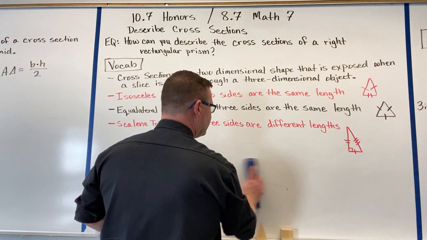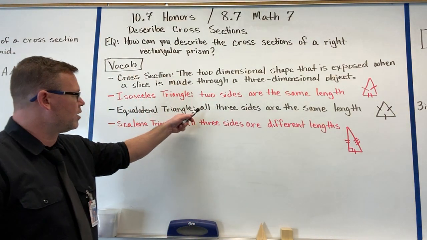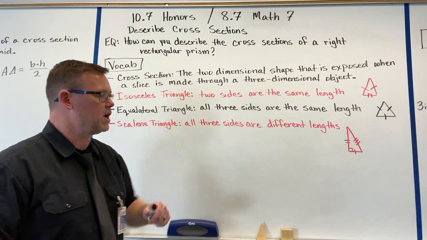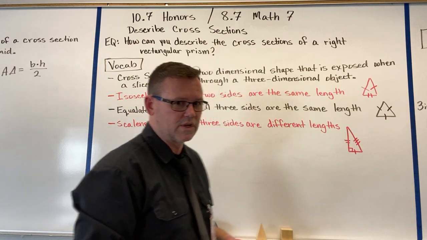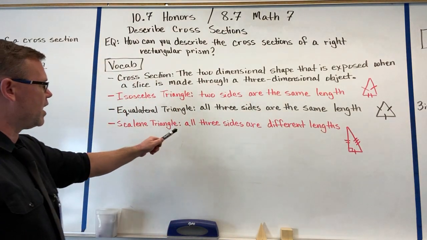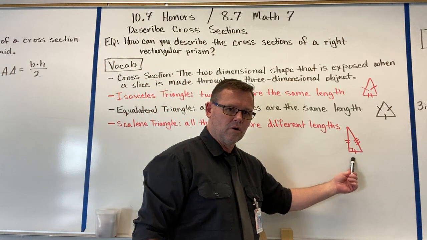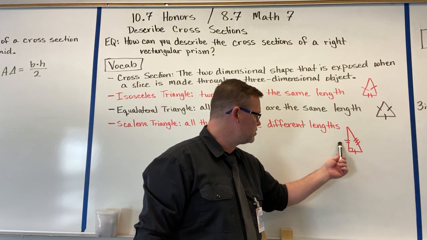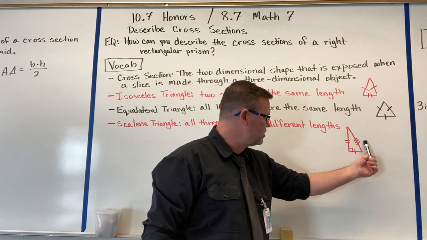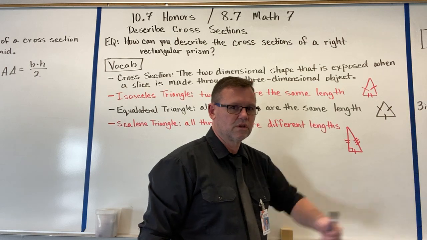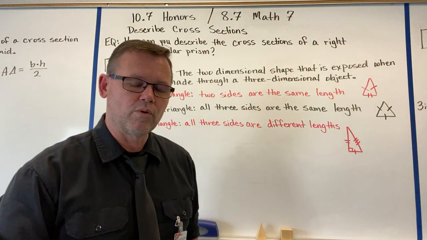So that was the isosceles triangle. An equilateral triangle means all three sides are the same length. And you can see over here, I put a line through each one to signify that all three were the same length. And then a scalene triangle has all three sides of different lengths. Here I did a right triangle, and I put one slash through this side, two slashes through this leg, and then three slashes through the hypotenuse, because it would be three different lengths. Okay, guys? All right, so let's move forward.